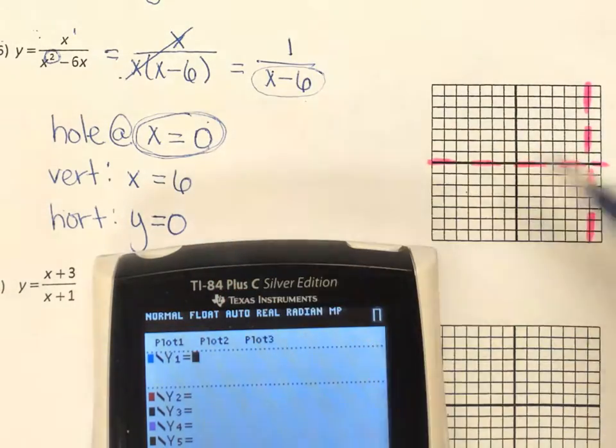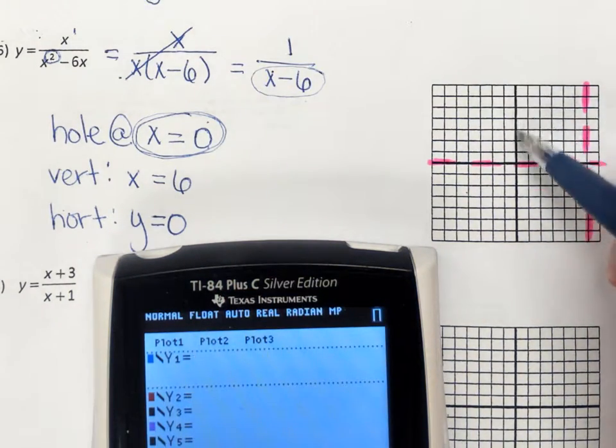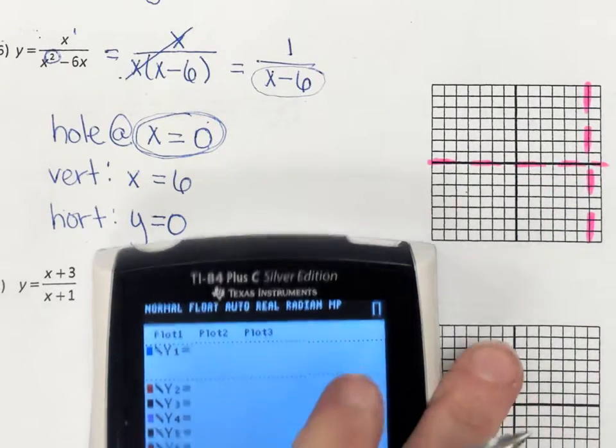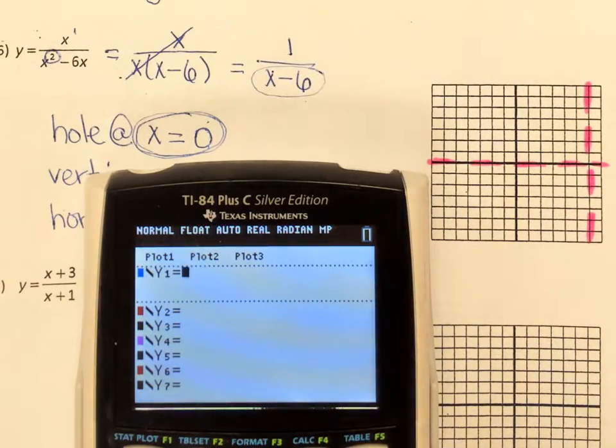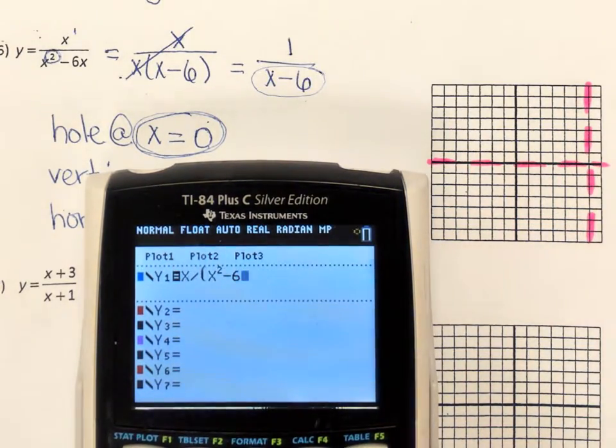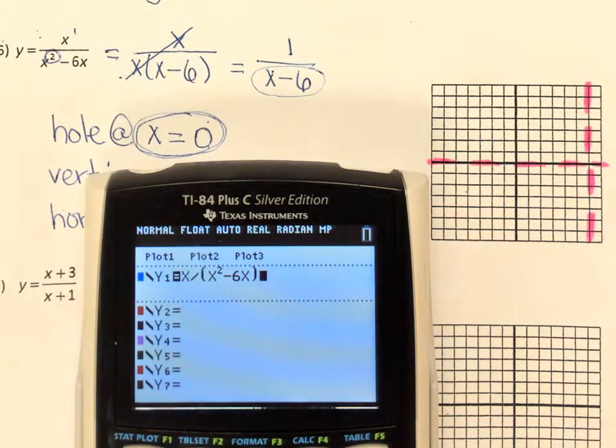Because it's x equals 0, which would be a vertical line. So wherever that line hits right here, Sydney, you couldn't have said that better, then it's going to be a hole right there. All right, so let's see. We have x divided by x squared minus 6x. Make sure that bottom's in parentheses. Guys, make sure you're practicing how to plug this in your calculator, okay? Because if you can't plug it in right, you can't get the answer right.